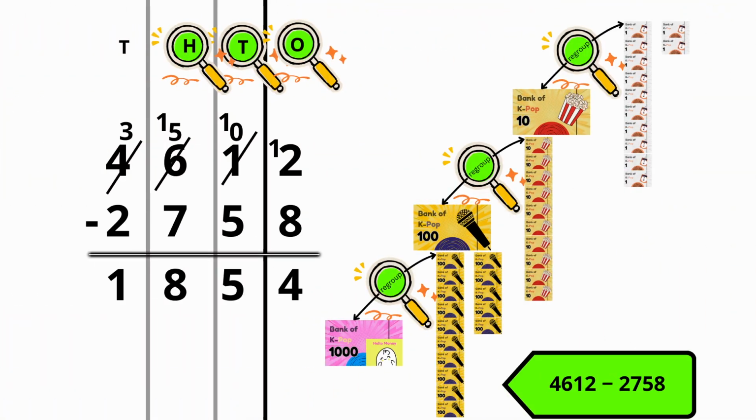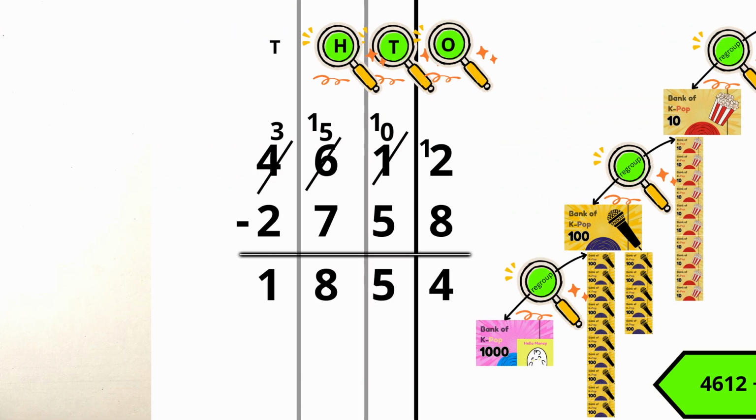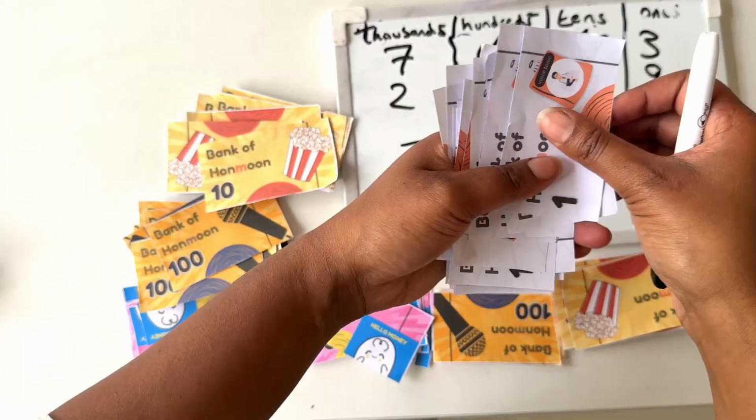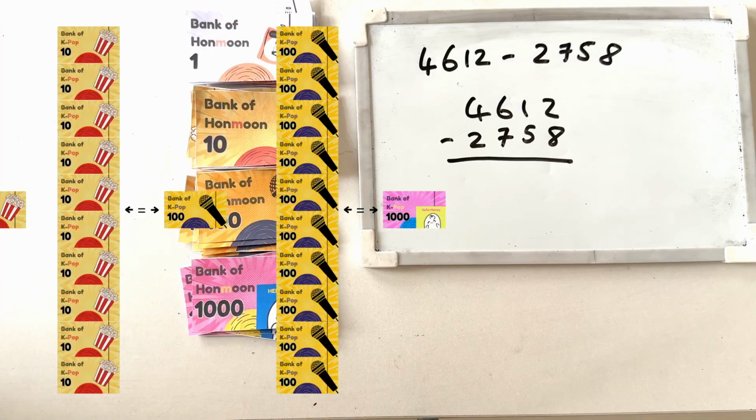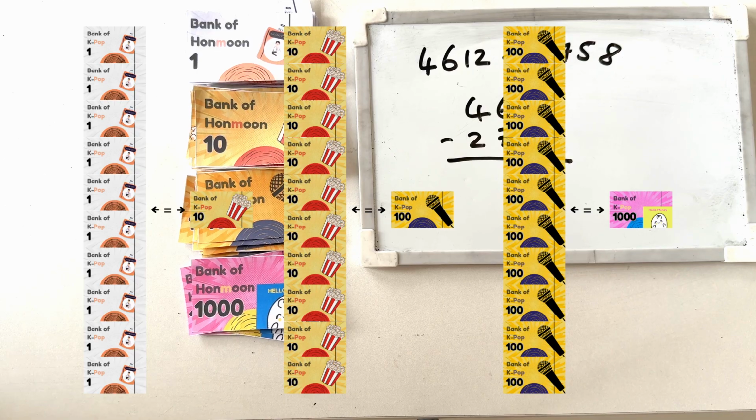We're going to subtract 4-digit numbers all the way into the thousands column. Still using K-pop notes, the regrouping rule never changes. If you can't subtract in a column, regroup 1 from the next column to the left and turn it into 10 of the smaller notes.